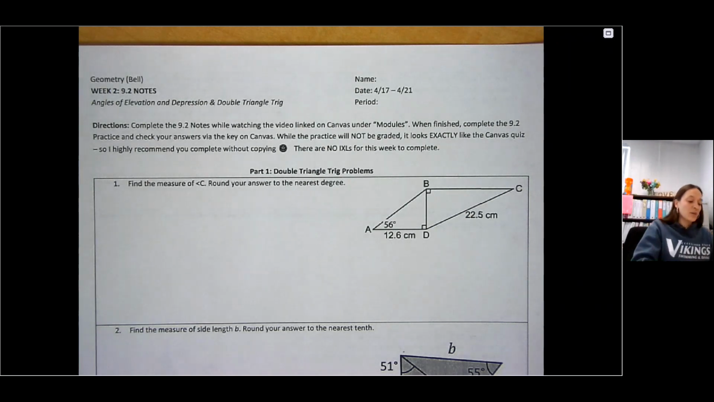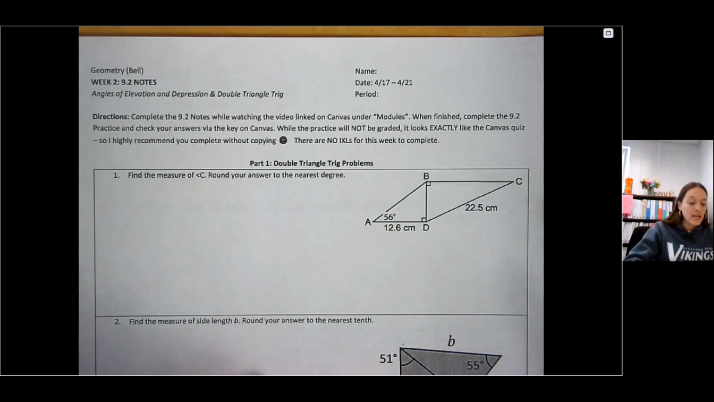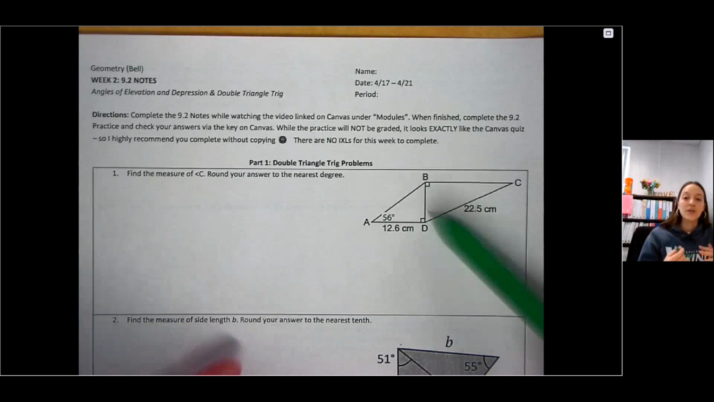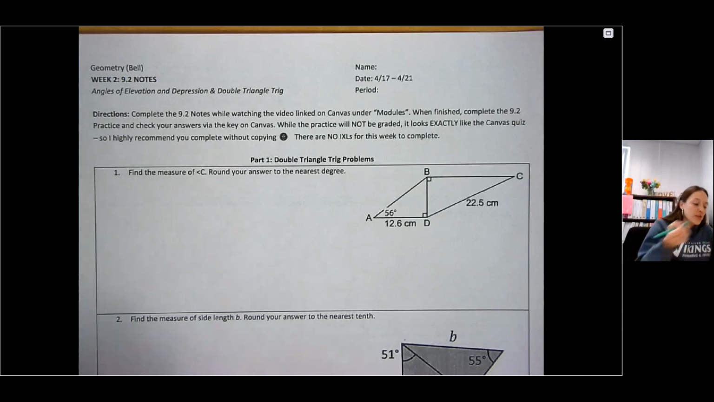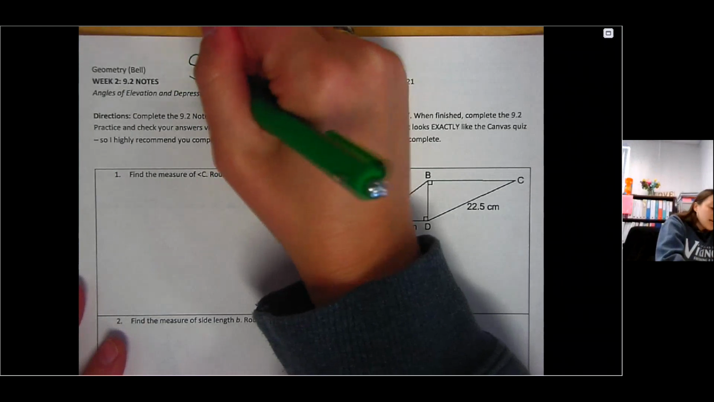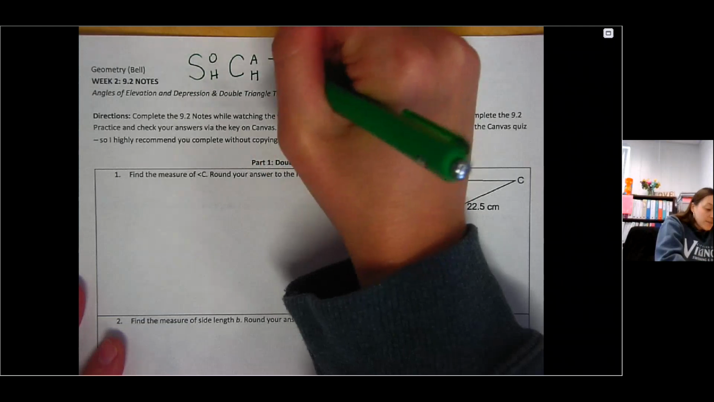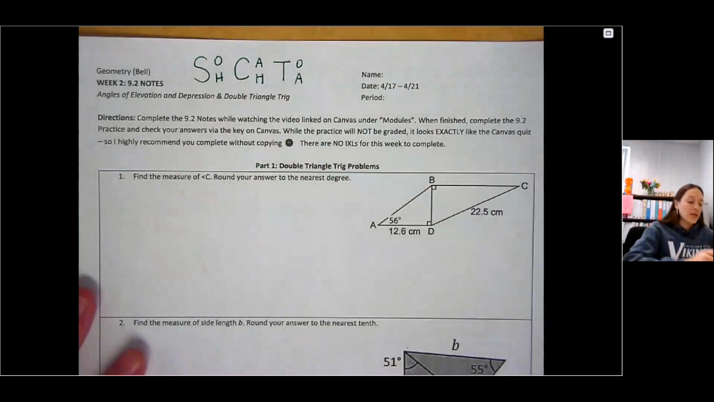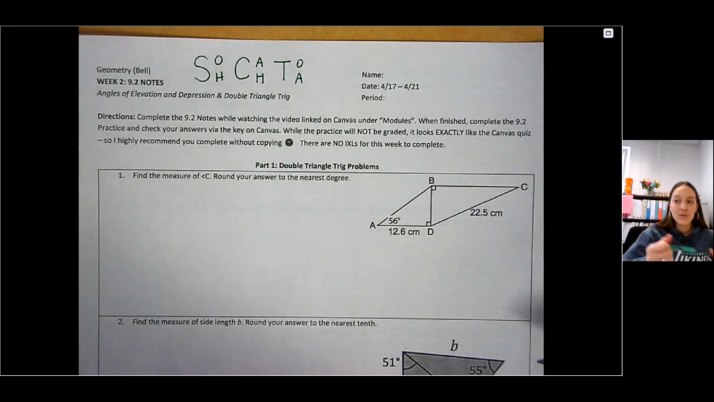Okay, so let's get started with our double triangle trig problems. In these problems, you've got two right triangles that share a side, or they have one side in common. And we're going to either figure out a side length or an angle using our trigonometry. Remember that last week we learned SOHCAHTOA, which was sine, cosine, and tangent. And remember, we use regular sine, cosine, tangent when we're trying to find a side length, and then we use the inverse, the ones with the -1s, when we're trying to find an angle measure.